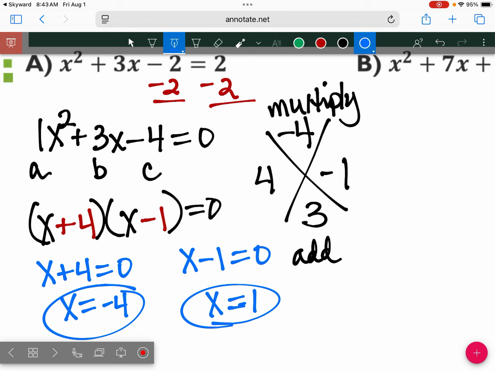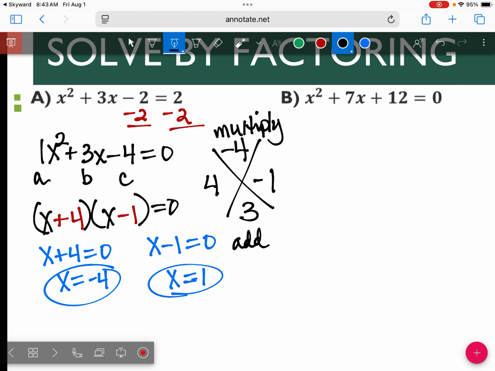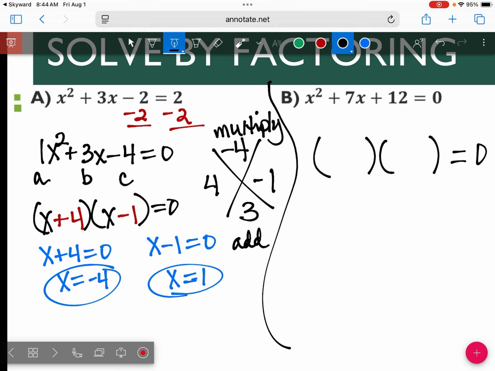All right, B is already set equal to 0. So I'll give you a minute to see if you can find the factors. You just need two numbers. You don't have to make a box. I am going to show other ways to factor though. You just need two numbers that multiply to 12 and add to 7.